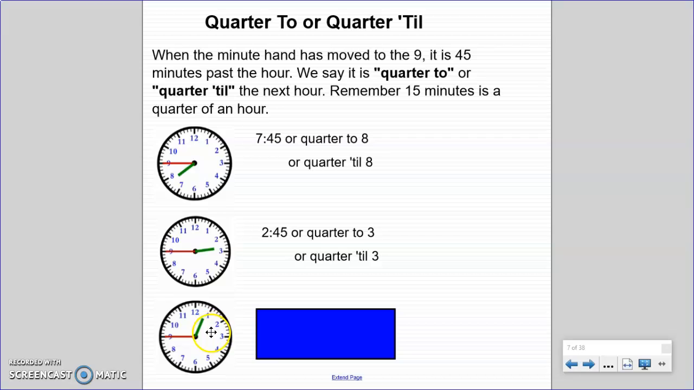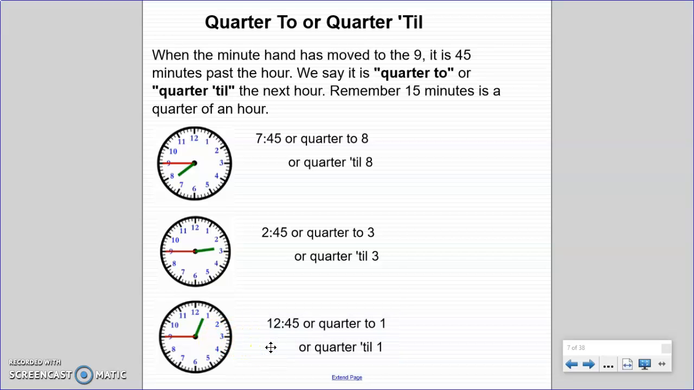Take a look at the third clock. Can you tell the time on the clock using the phrase quarter to or quarter till? The time shown on this clock is 12:45, or quarter to 1, or quarter till 1.